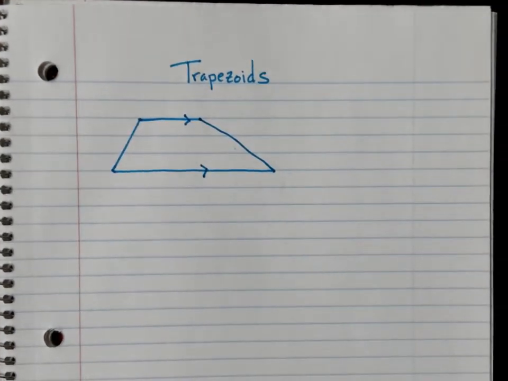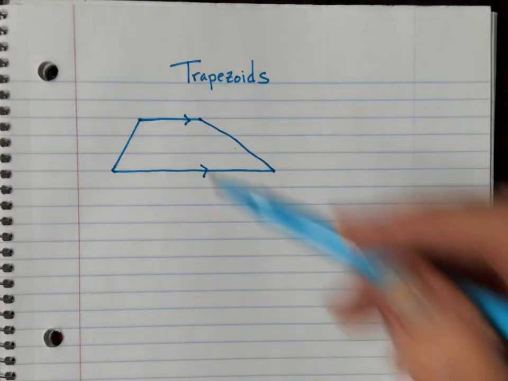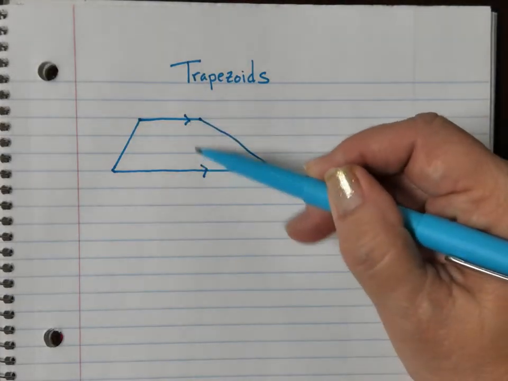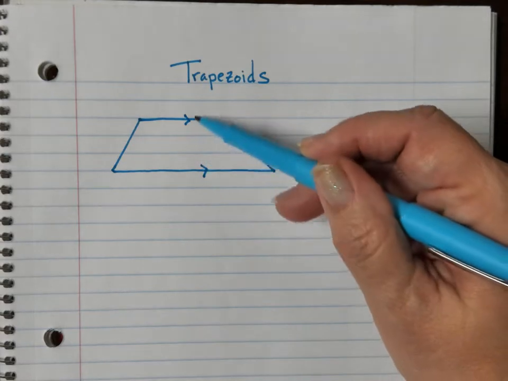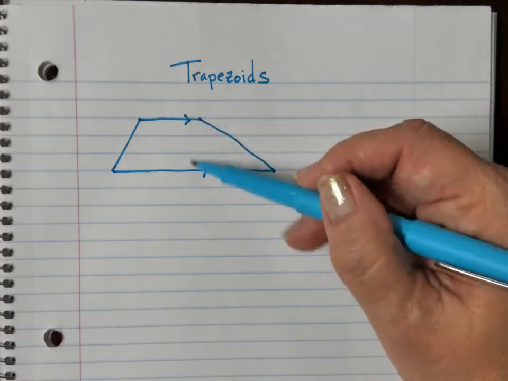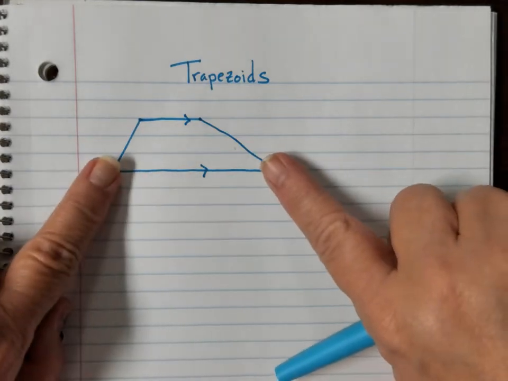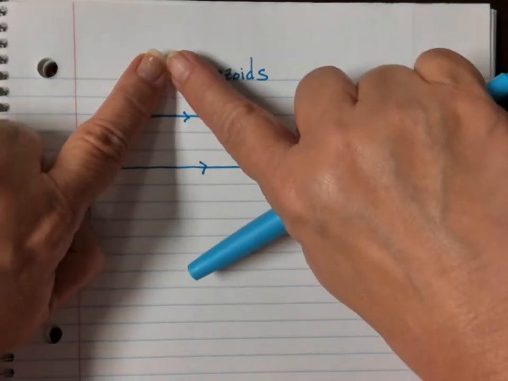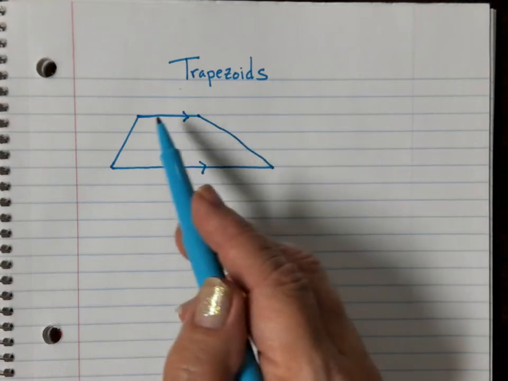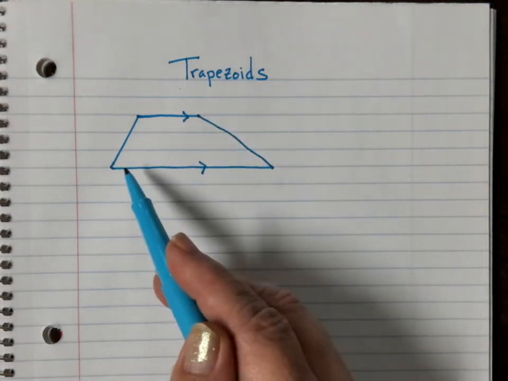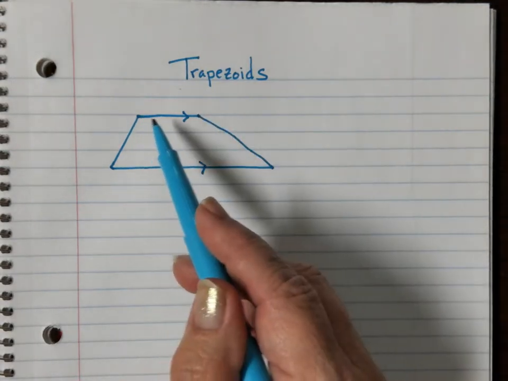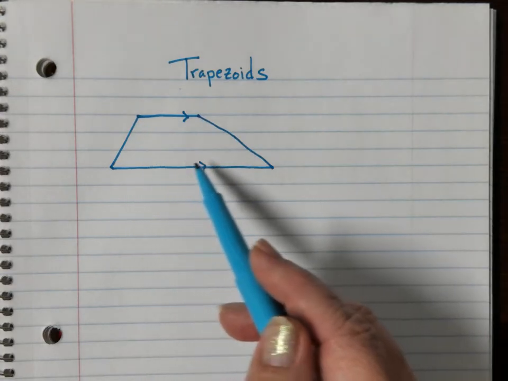So the way that we know this shape is a trapezoid is it has one pair of opposite sides parallel. So the top and the bottom in this case are parallel. The sides are not parallel. The sides are going to intersect each other. So remember, parallel lines never intersect. Parallel lines have the same slope.